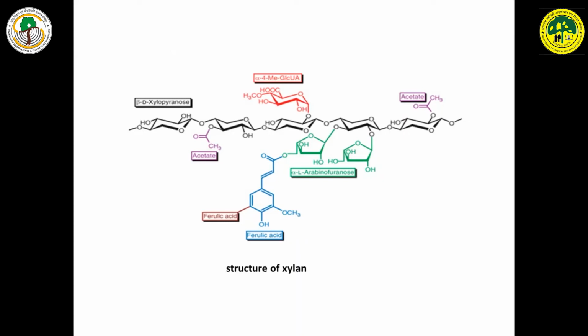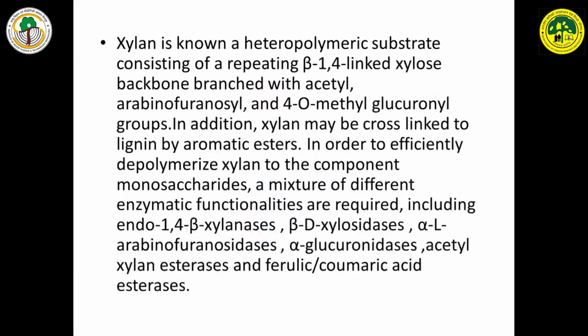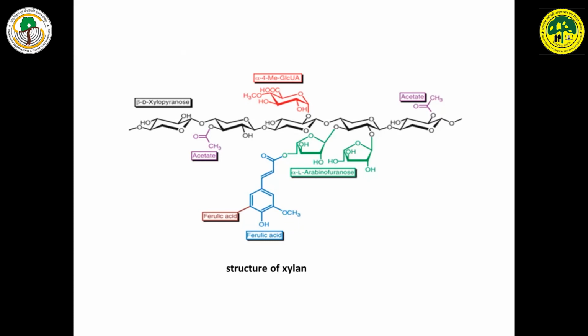So here xylan on hydrolysis produces all these units. That means if you do hydrolysis by using dilute acids, we can get xylopyranose units, acetic acid, ferulic acid, glucuronic acid, arabinofuranose. All these structures are present. So here we can observe the backbone of the xylan is made with beta 1,4 glycosidic bonds, and in the structure we may find that the branches are present.